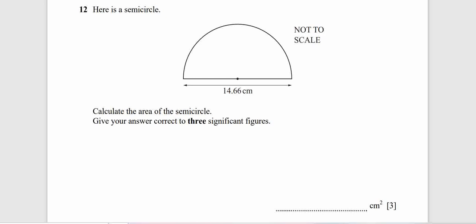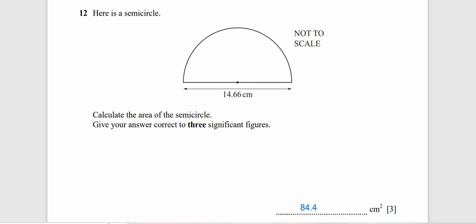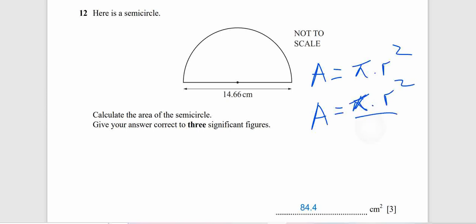With calculator it is easy work. So let's reveal the answer. Here's the answer, 84.4 square centimeter. So according to the formula, area is equal to pi r squared. Since this is a semicircle, then area is pi r squared divided by 2. And the pi, you just take from calculator, the r is this divided by 2.